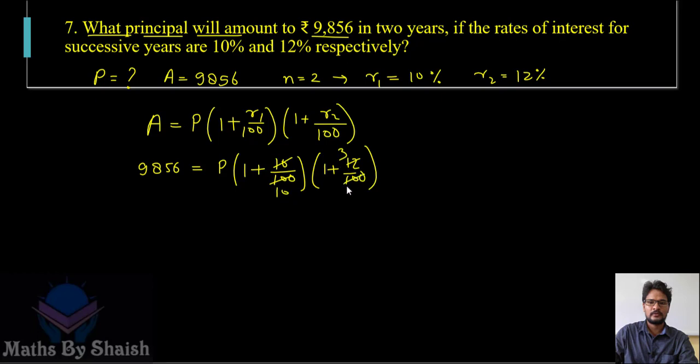Then we will get P times 11 over 10 into 25 plus 3, 28 over 25, and then we can do the cross multiplication to get the P value. So it is of the same type we had discussed earlier. Let's discuss the next question now.